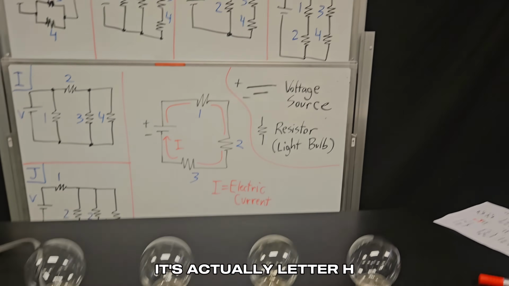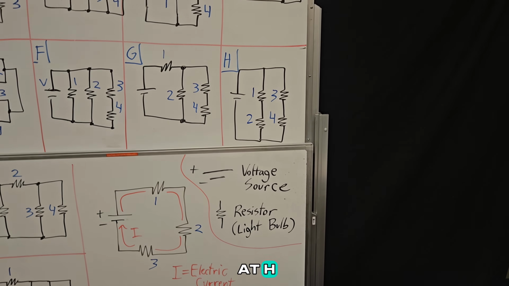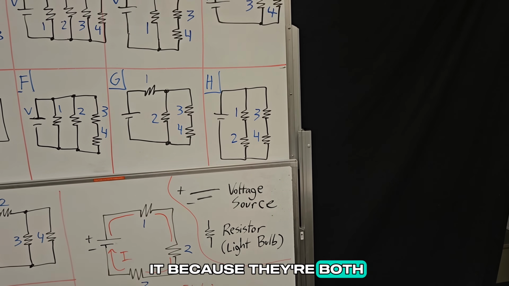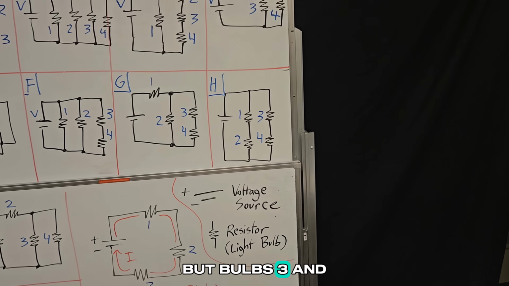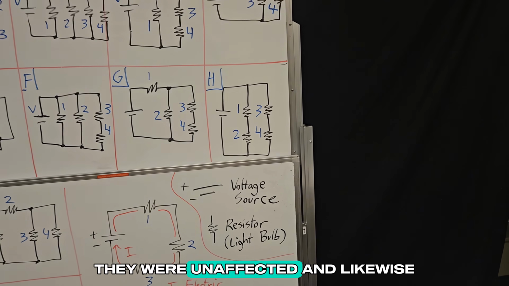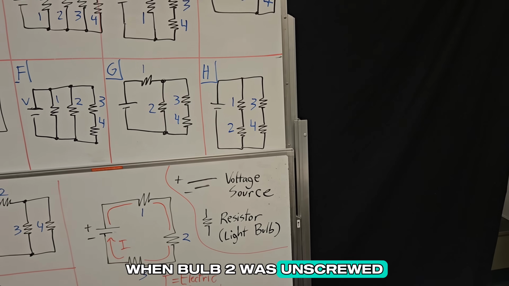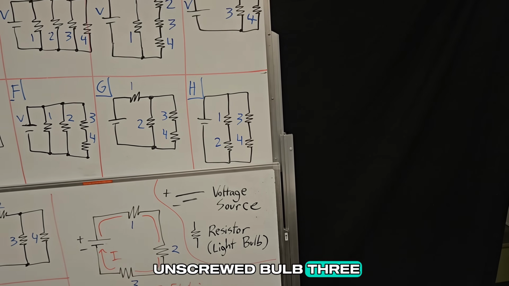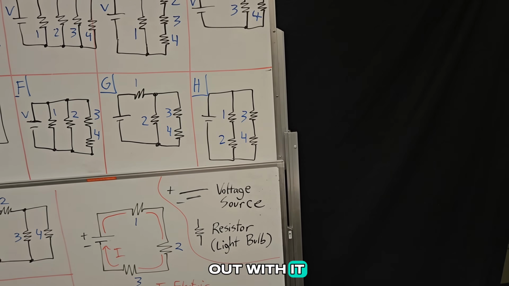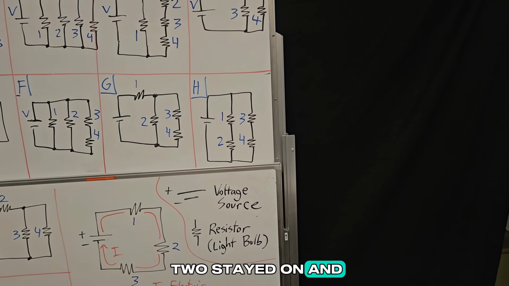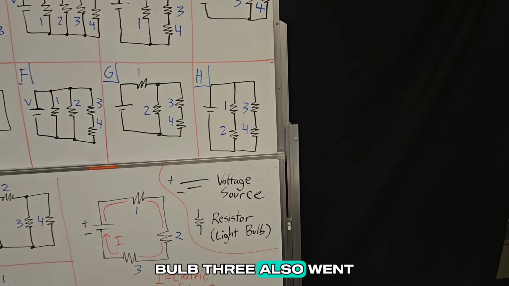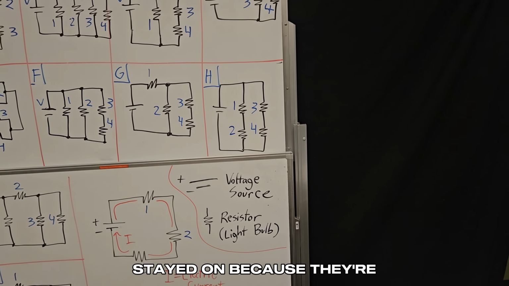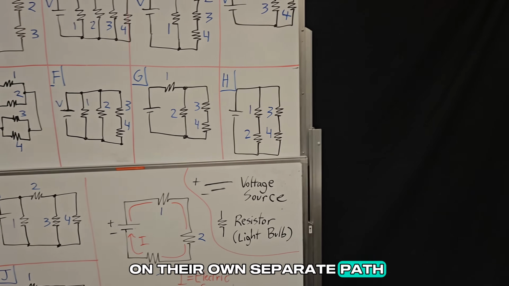It's actually letter H. So if you look at H, you're going to see that when bulb 1 was unscrewed, 2 went out with it because they're both in series on the same path, but bulbs 3 and 4, because they're on a separate path, were unaffected. And likewise, when bulb 2 was unscrewed, 1 went out with it, 3 and 4 were unaffected. And then when we unscrewed bulb 3, bulb 4 went out with it, but bulbs 1 and 2 stayed on. And when we unscrewed bulb 4, bulb 3 also went out because it's in series together, but bulbs 1 and 2 stayed on because they're on their own separate path.